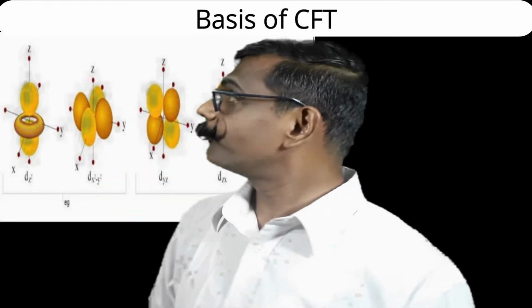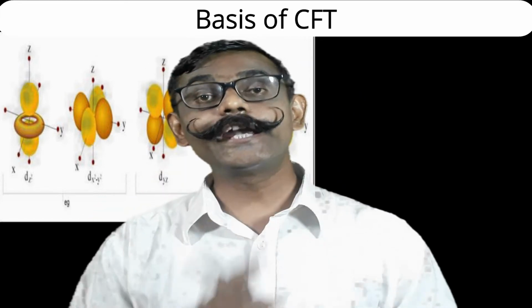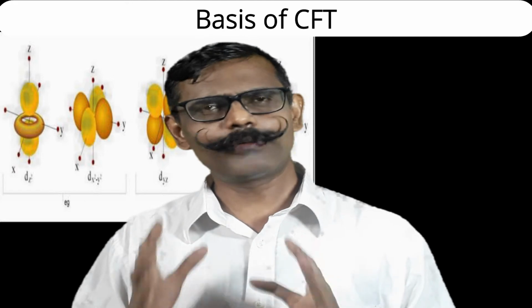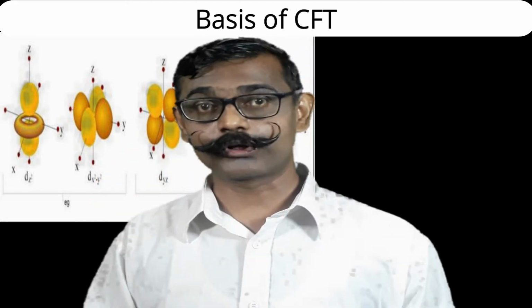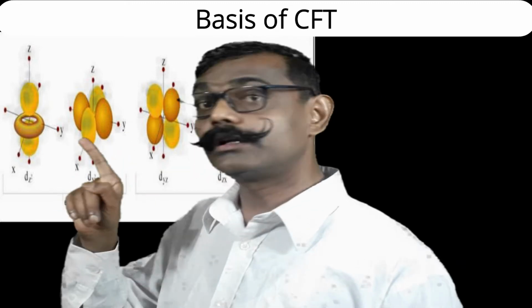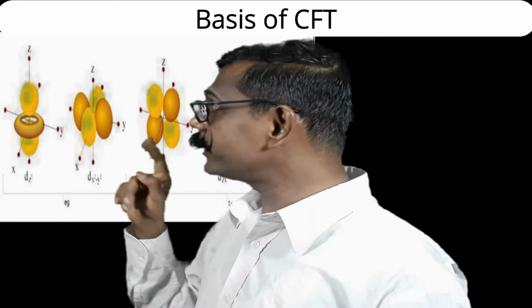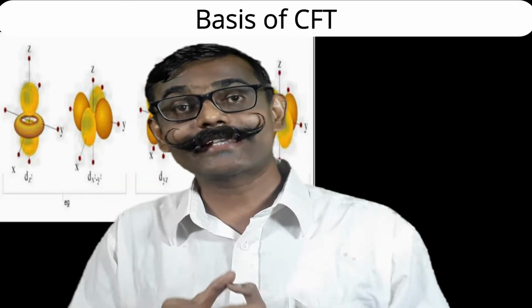Let us consider that the yellow color represents the positive wave function and the brown color represents the negative wave function. The wave function is not important at this moment, but orientation and shape are important. What's the understanding of the dz square orbital? The dz square orbital is oriented more towards the z axis and partly towards x and y.